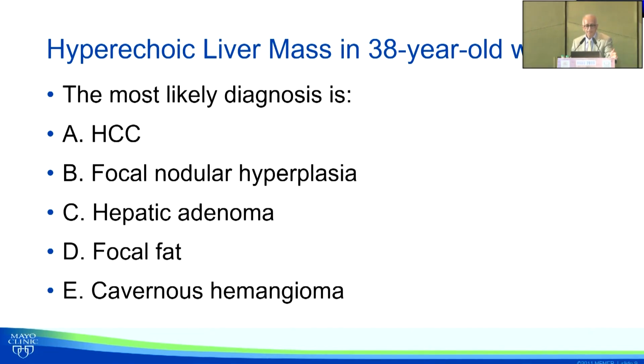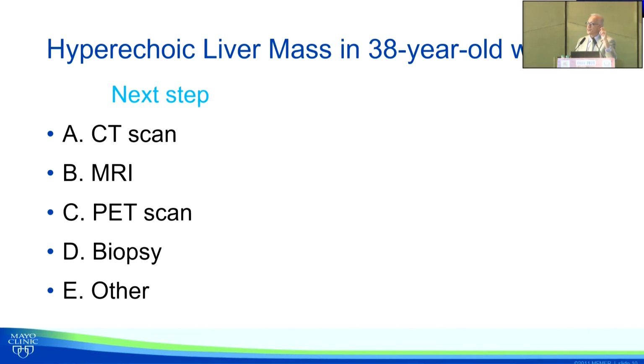I agree. What's your next step here? This is a 38-year-old anxious patient who's obese. Looks like hemangioma, I agree. What's your next step? Who wants to do a CT scan? MRI? PET scan? Biopsy? Other? Okay, panel. What do you think? So, what's your most likely diagnosis? Likely to be a cavernous hemangioma. And what are you going to do next? Either a CT or MRI.